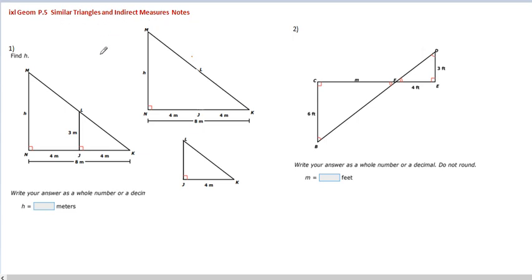On your paper, the first thing you're going to see is this figure, this problem. Sometimes you're going to see one larger triangle. Let me make it. Okay, here's the larger triangle.